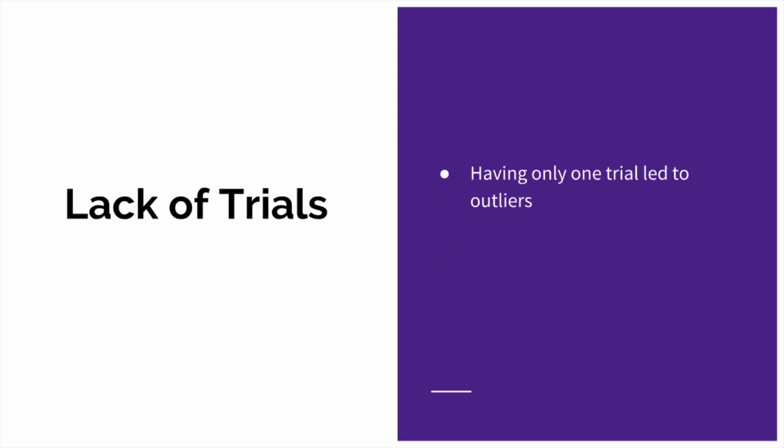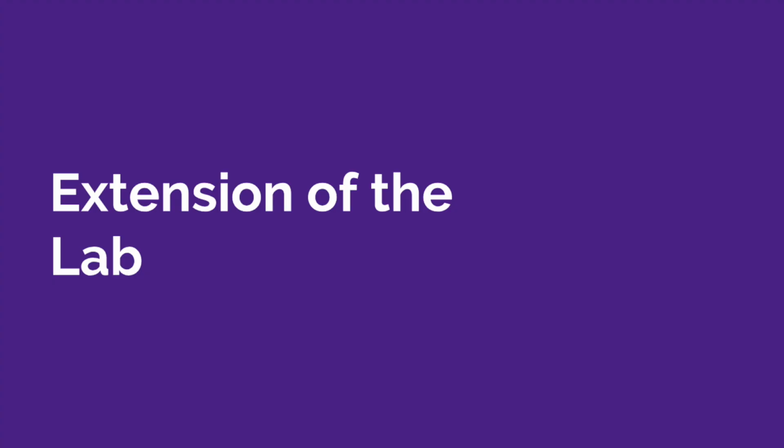Finally, the last limitation is a lack of trials. In every lab, adding more trials increases the accuracy of the data. However, in our lab, we only had one trial for each test, and this led to outliers, specifically an outlier at time equals 450 seconds on the first trial. To fix this, simply do more trials of each test inside the entire lab. This will increase accuracy. How else can this data be found for different reactions?